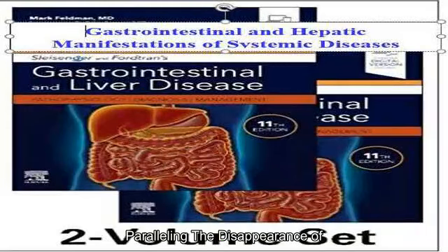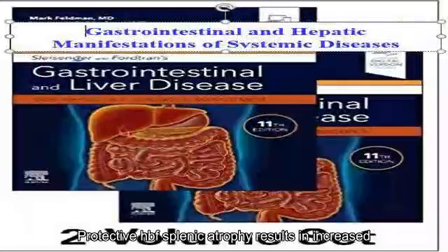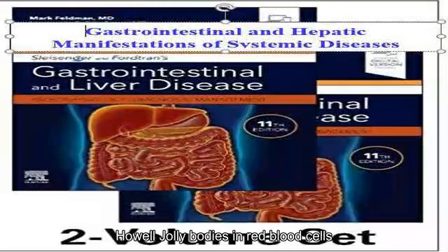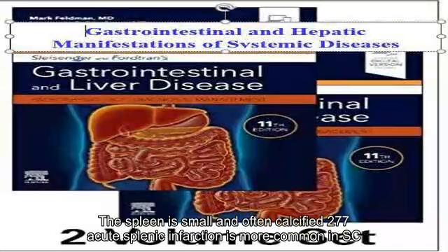Paralleling the disappearance of protective HbF, splenic atrophy results in increased susceptibility to infection with encapsulated bacteria and appearance of Howell-Jolly bodies in red blood cells. Radiologically, the spleen is small and often calcified.